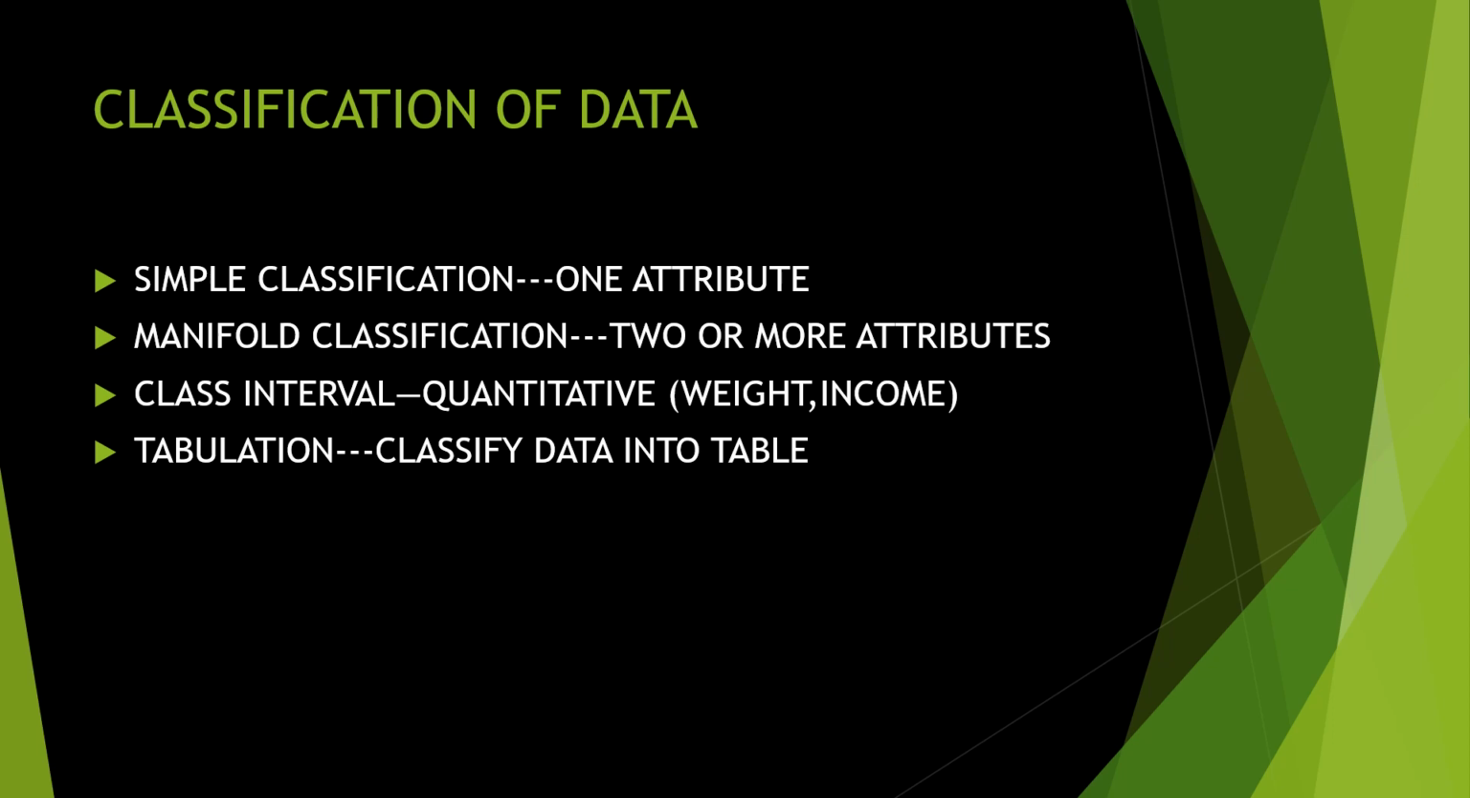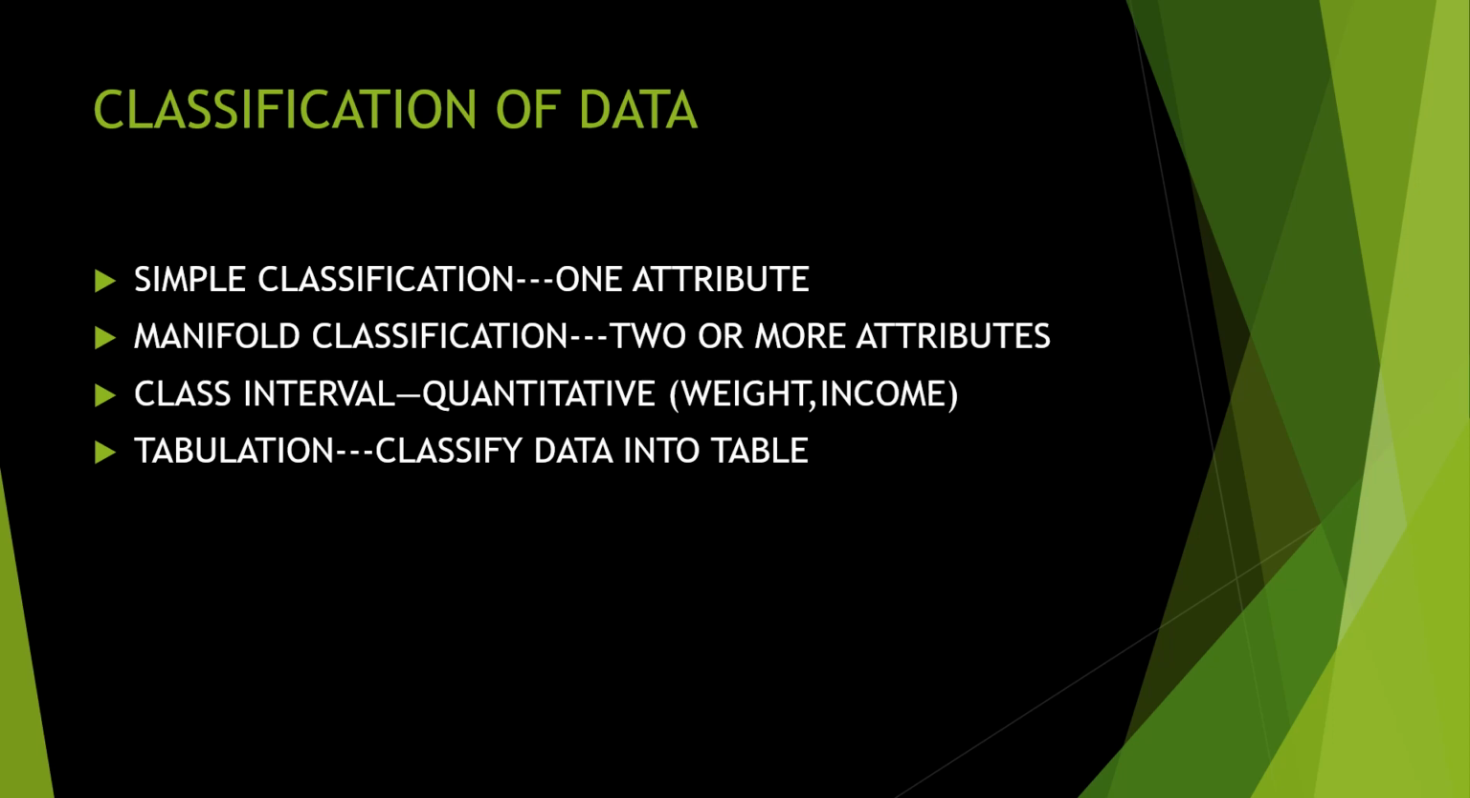Manifold classification means two or more attributes are there. For example, you are taking physics teachers, maths teachers, chemistry teachers, biology teachers, or more types are there. That is called manifold classification. Understood? Class interval is quantitative: weight, income, height, size, all these measurable things you are classifying. Understood? Then tabulation.